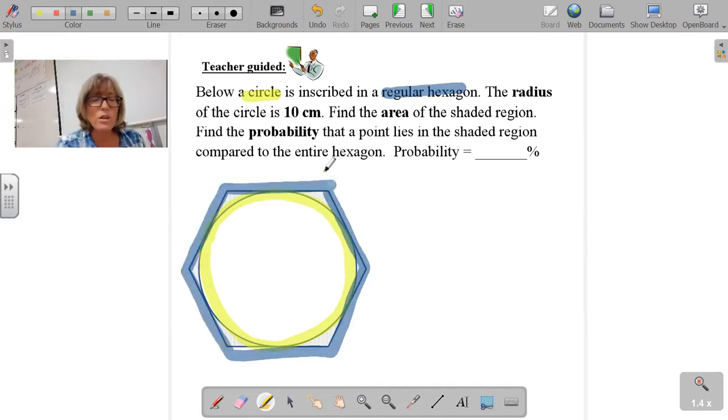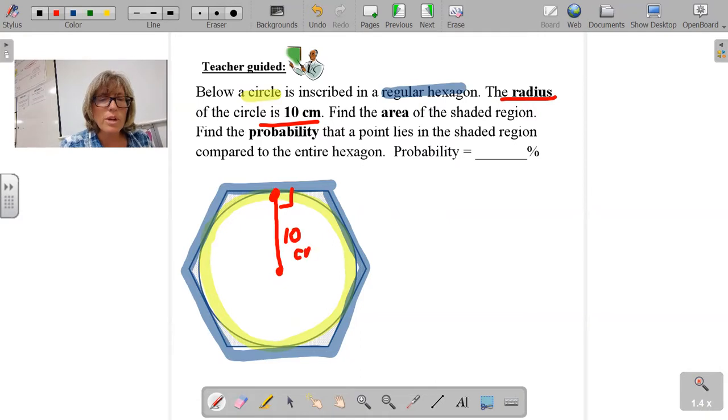The radius of the circle is 10 centimeters. So the radius of the circle, center to edge, is 10 cm. Now, I could have drawn it anywhere. Okay, there's a reason why I particularly drew it, because I drew it in such a way that the radius of the circle is also something of that hexagon. You'll see that in a minute.